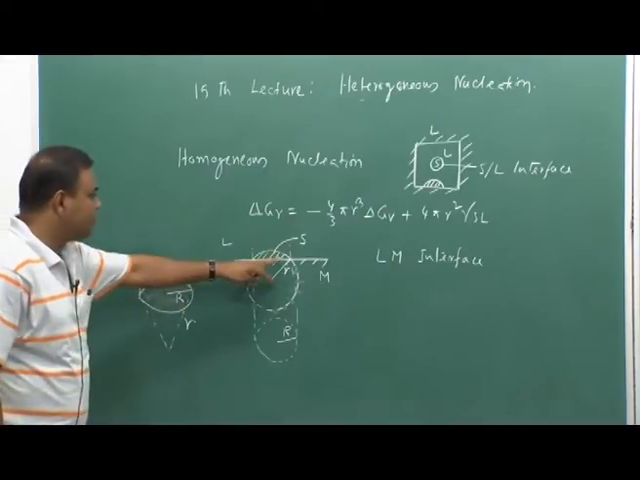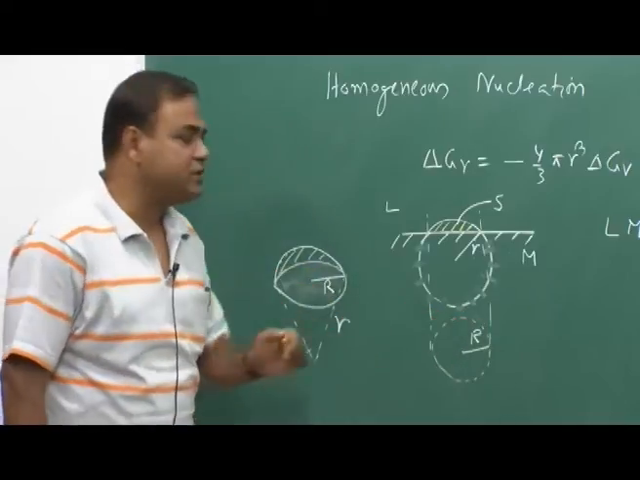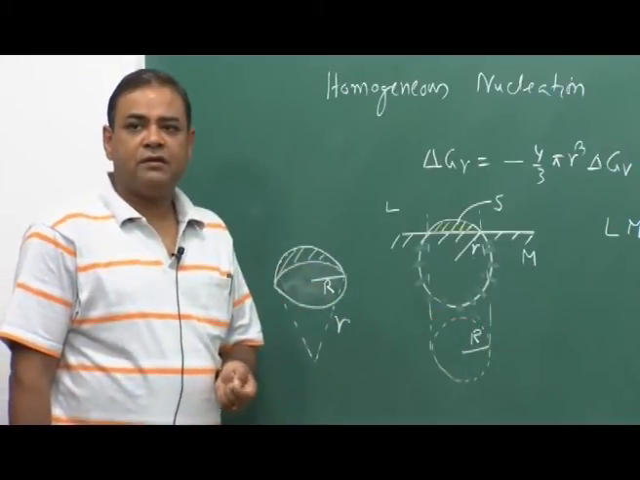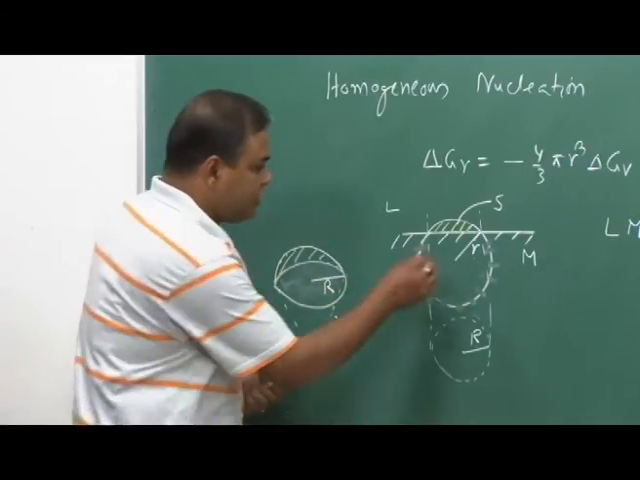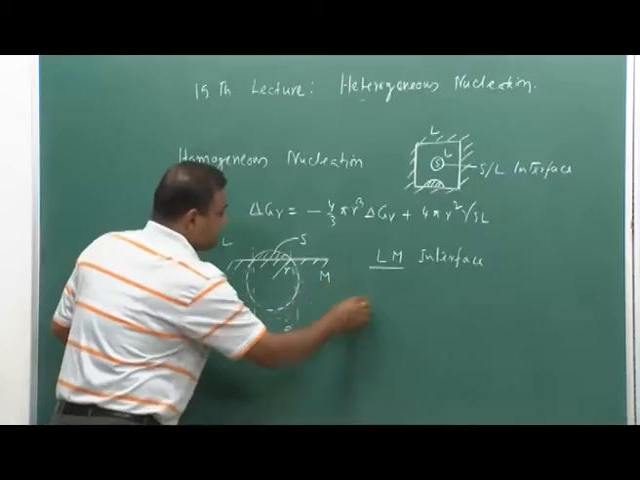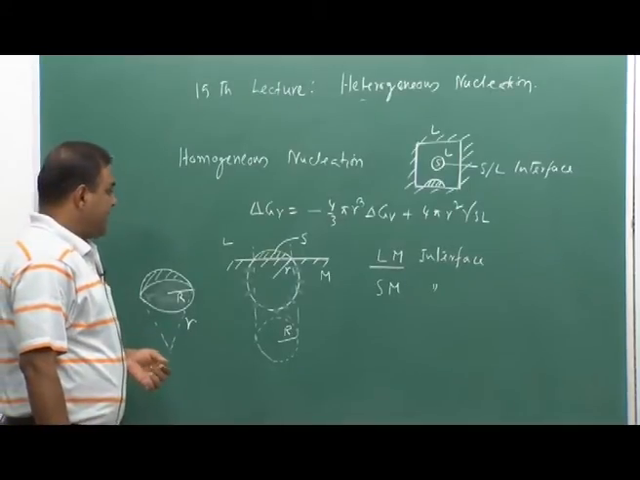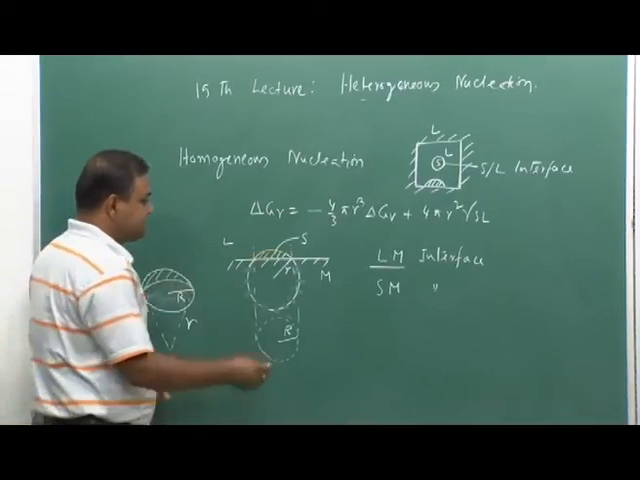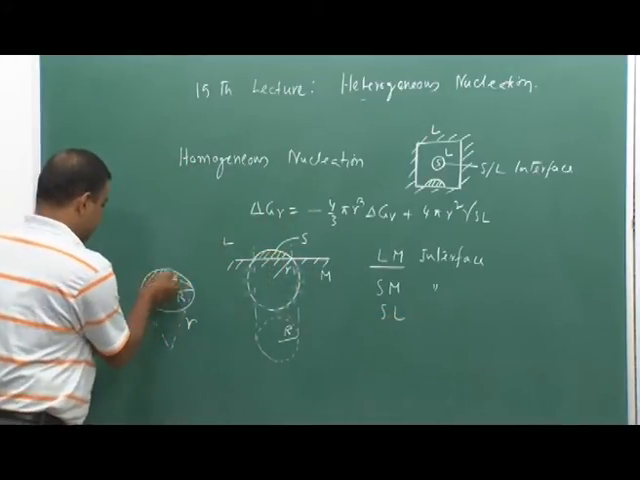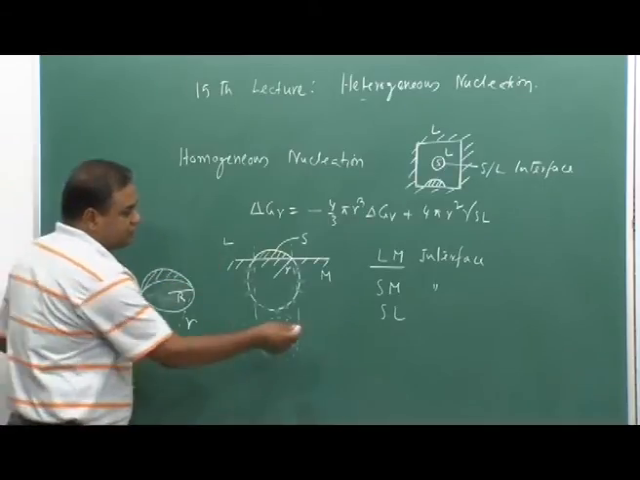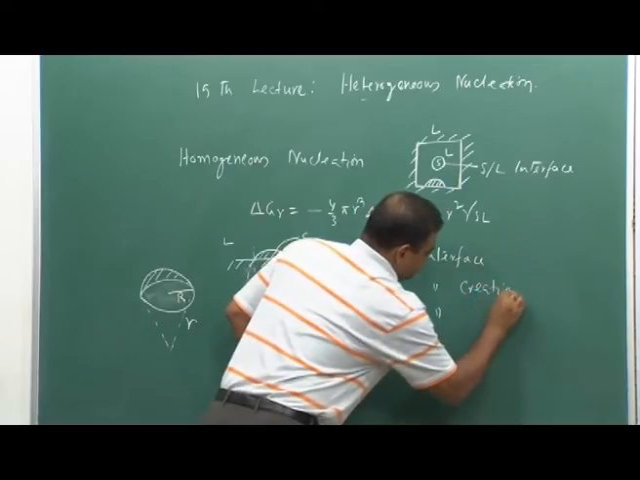Before formation of this solid, everything was a liquid metal interface. After the solid forms, this particular zone is no longer a liquid mold interface. Here we are replacing it with a solid mold interface. And of course, we are creating another interface, the solid liquid interface, which is this particular spherical cup. This is creation.